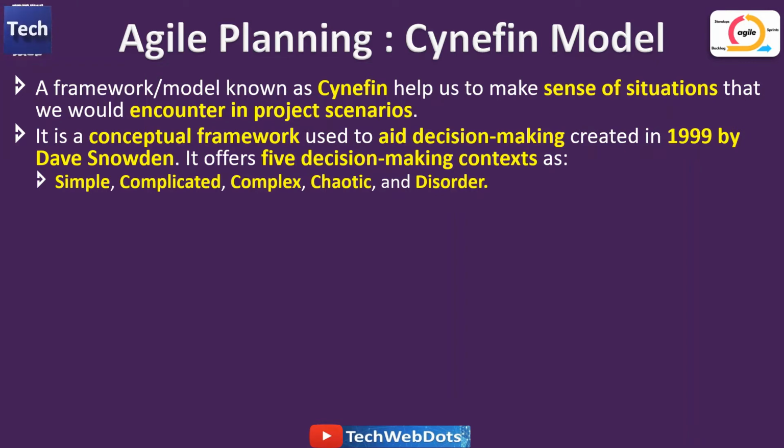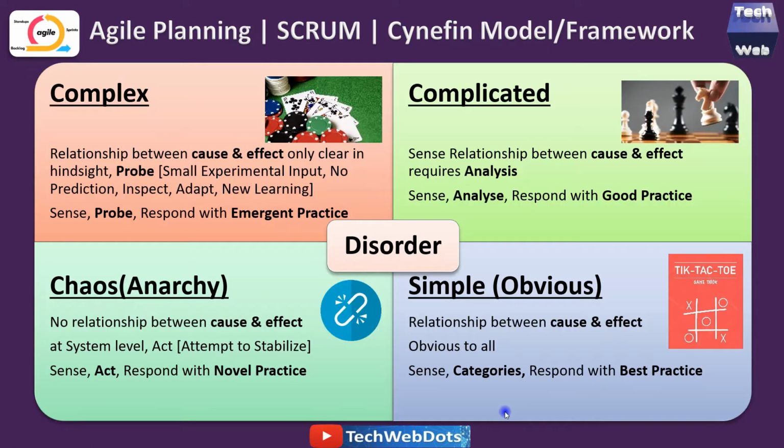I will explain all these in a moment, but I just want to show you these are the 5 important decision making contexts, and these are part of the Cynefin model. So let's go back to the model. As you can see in this model, there are 5 phases, and we start from the right bottom, which is simple, then second complicated, then third complex, then fourth chaos, and the fifth one is disorder.